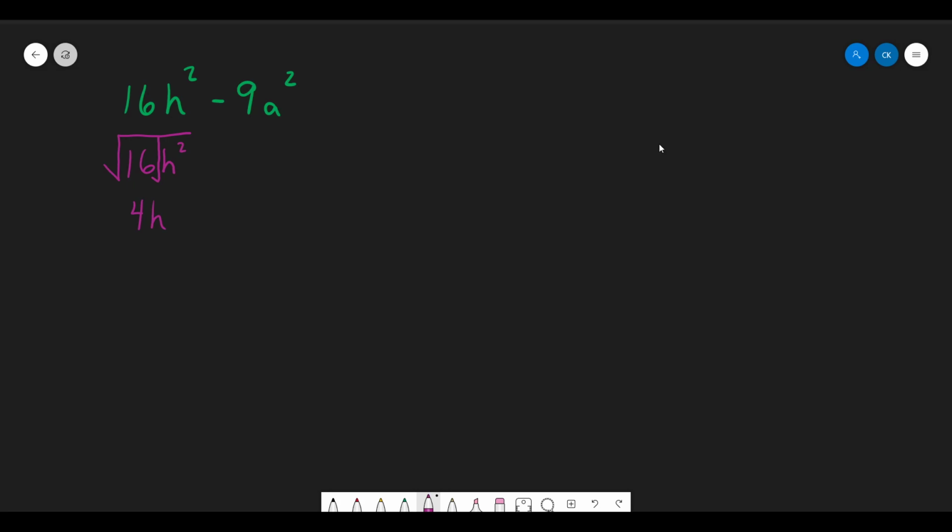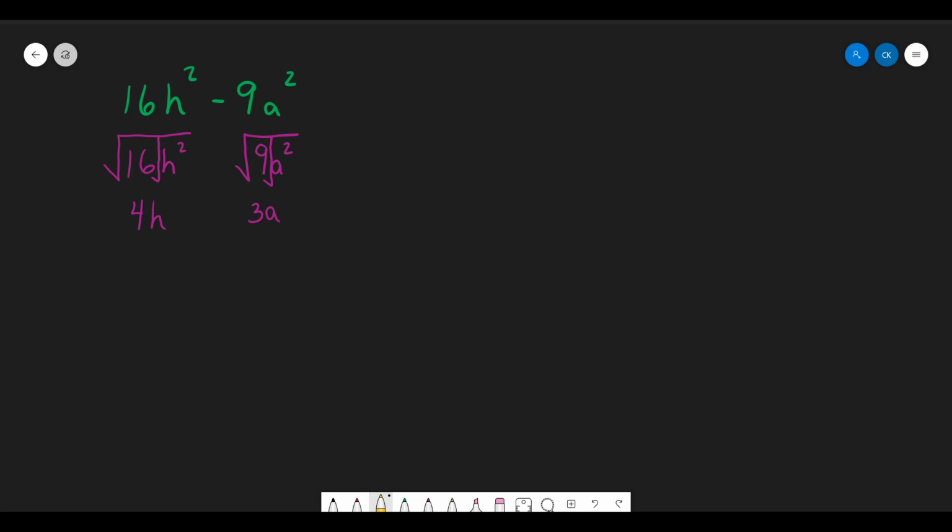I do the same thing with 9a squared. I want to take the square root of 9a squared and see, will this give me a perfect square? Well, I do the same thing as I did before. The square root of 9, that's going to be 3. The square root of a squared, that's a. So I see that both of them are perfect squares, so that means that I can use the difference of squares here.